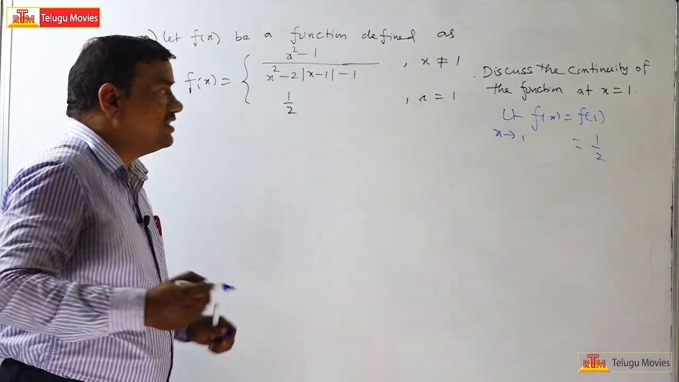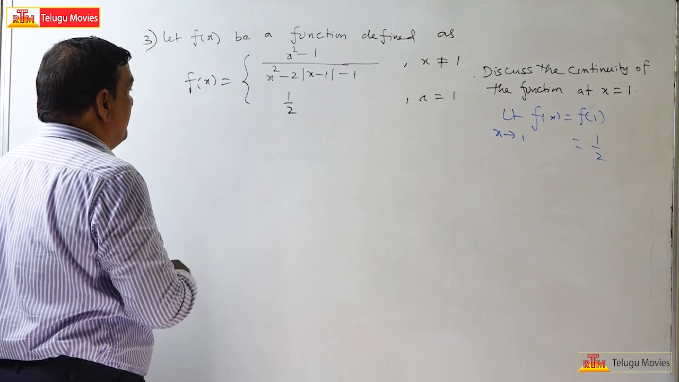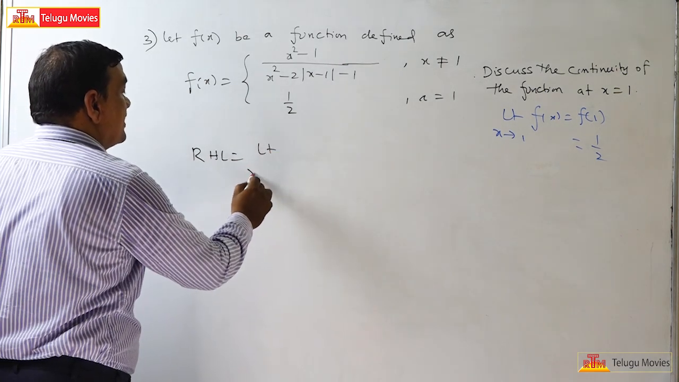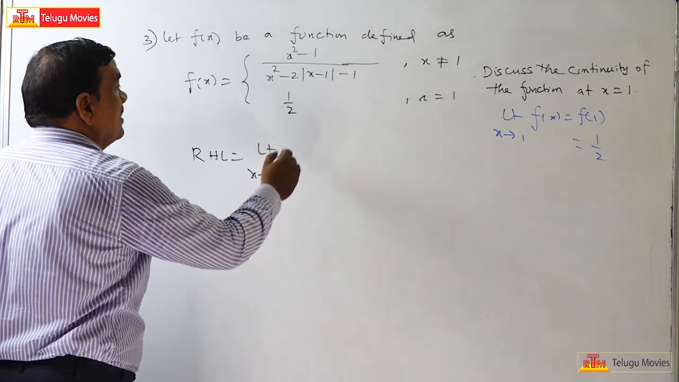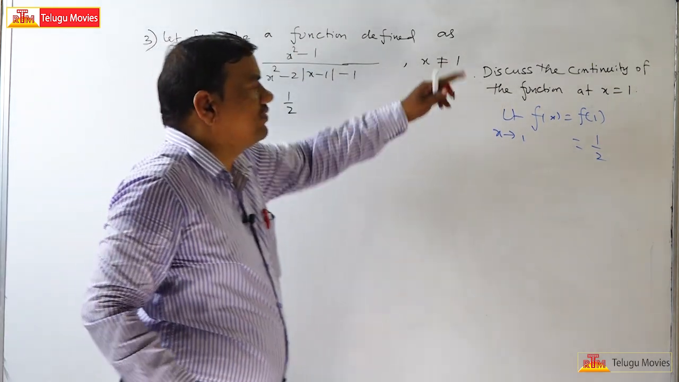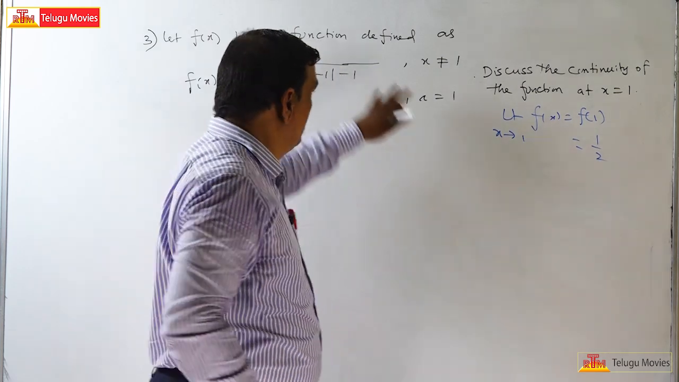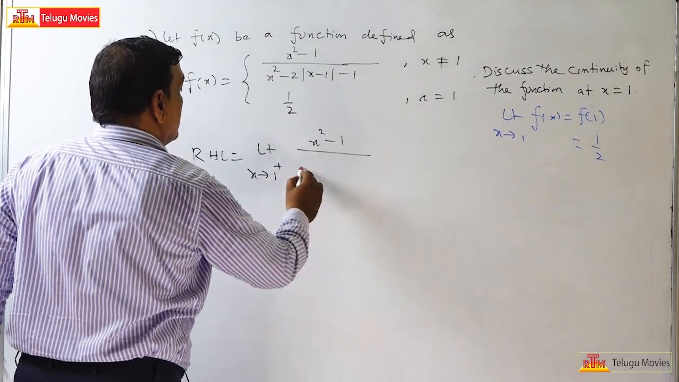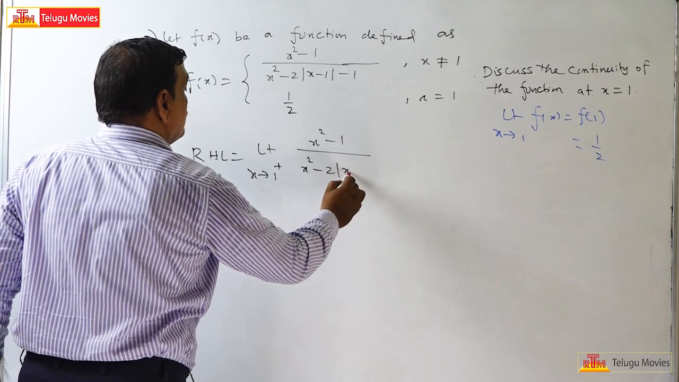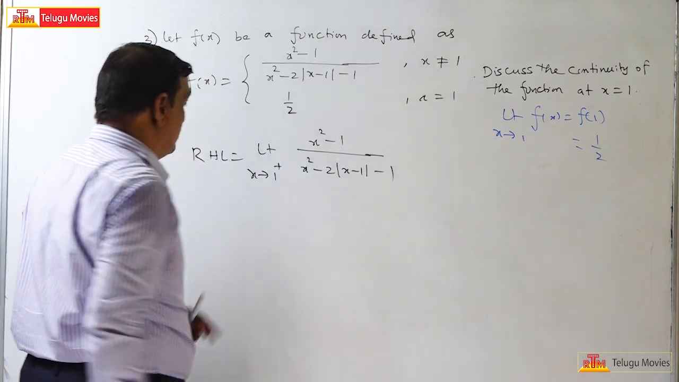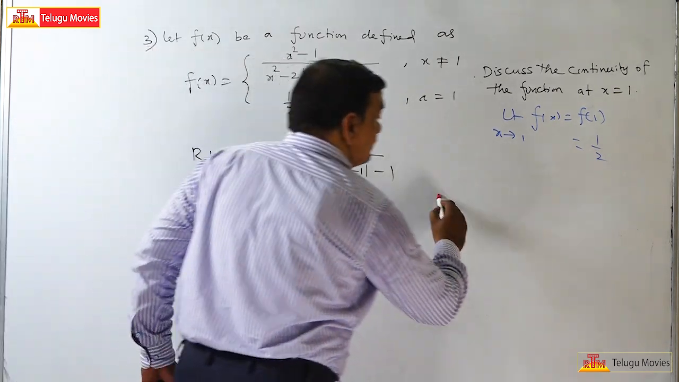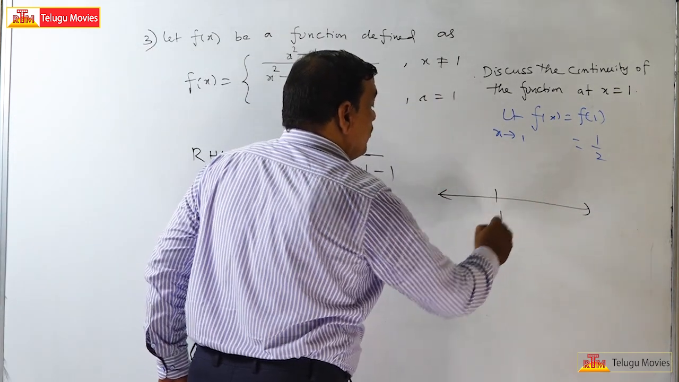Now, let us find the right hand side limit, RHL, that is limit x tends to 1 plus of f of x. For x not equal to 1, for x less than 1 and x greater than 1, the function is defined in the same way: x square minus 1 upon x square minus 2 times modulus of x minus 1. See here, as x approaches 1.